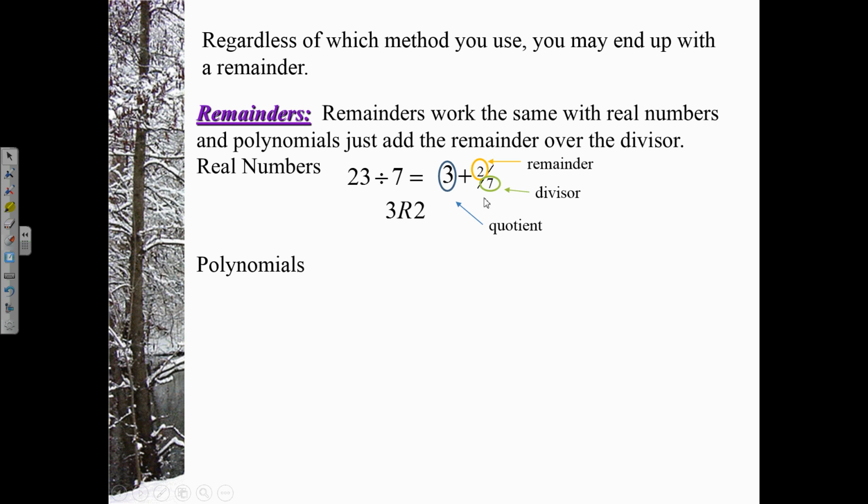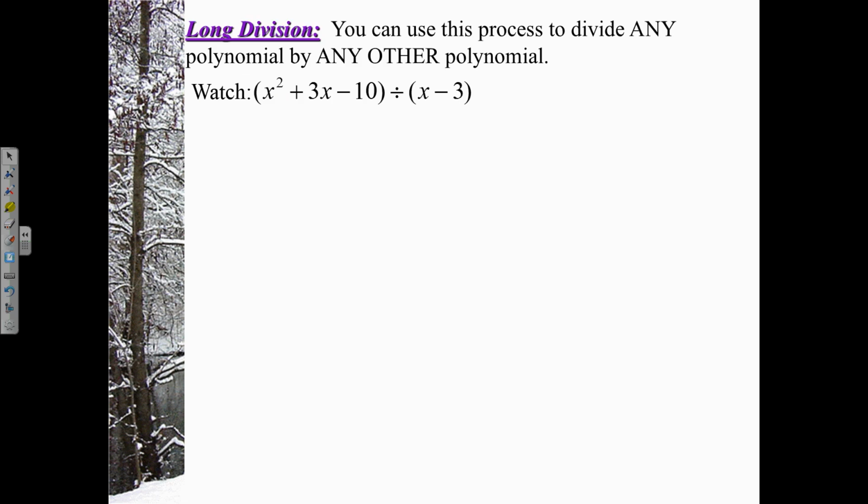So this process works exactly the same way in polynomials. It just looks longer. So if you were dividing something like this, you might get x plus 6 as your quotient. You might get 8 as the remainder, and then you put the remainder over the divisor. Again, the divisor is the thing that you're dividing by. So this is how you would write your final answer when you divide polynomials. So let me show you some examples. Here I'm going to show you an example of long division.